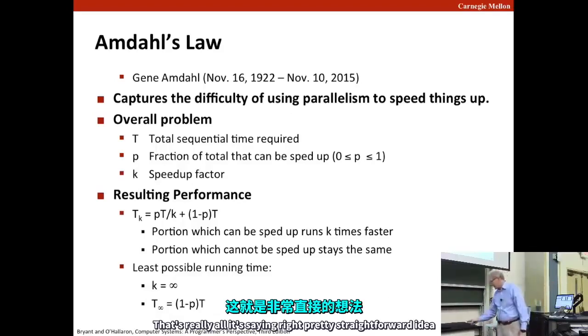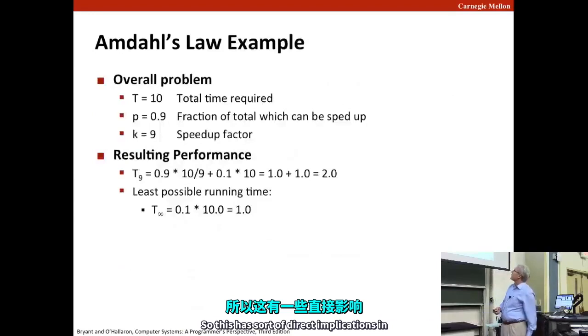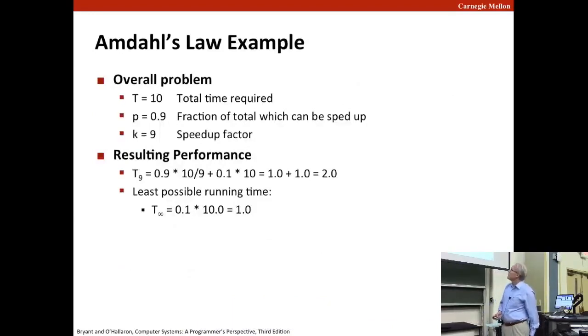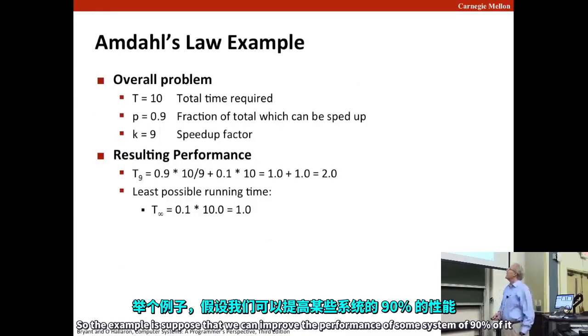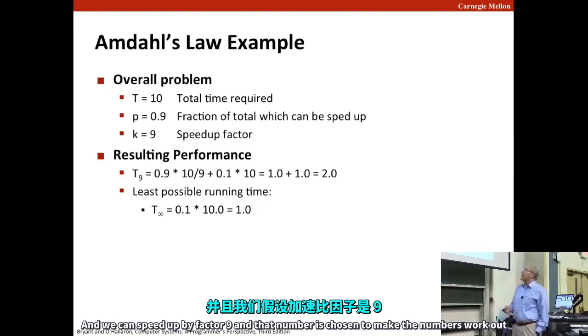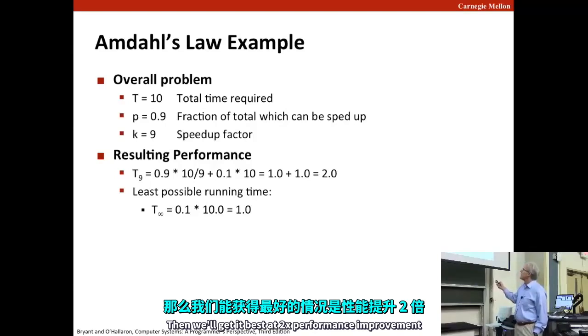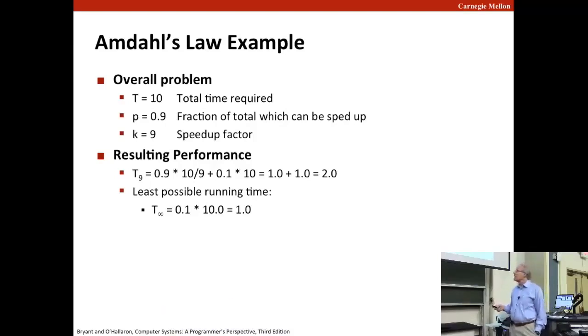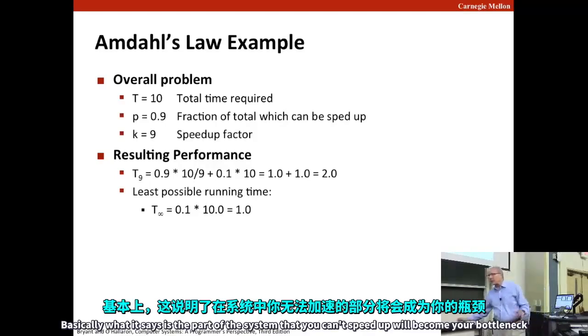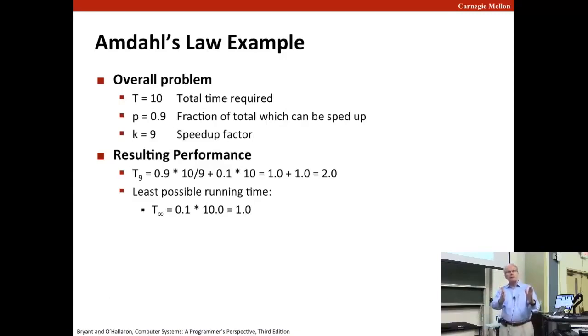Pretty straightforward idea. So the example is, suppose that we can improve the performance of 90% of some system, and we can speed it up by a factor of 9, and that number is chosen to make the numbers work out. Then we'll get at best a 2x performance improvement. Basically what it says is the part of the system that you can't speed up will become your bottleneck. And that's just the way it is.